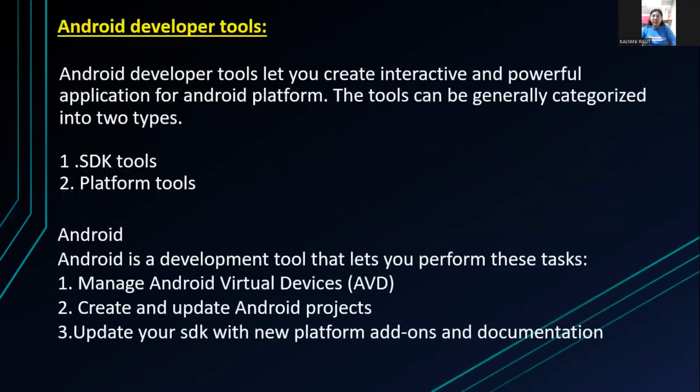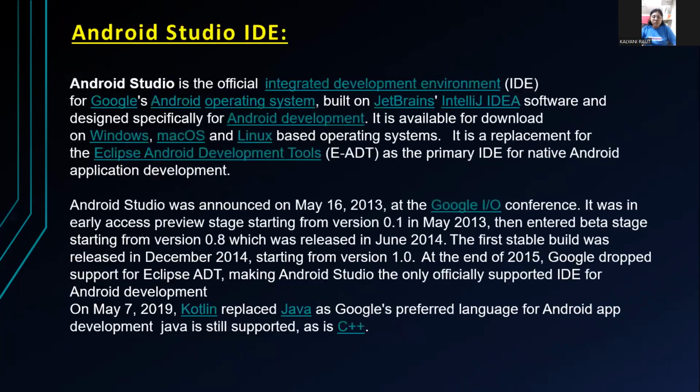So, Android developer tools. Android developer tools let you create interactive and powerful applications. The tools can be categorized into two types. First is SDK tools, and second is platform tools. The SDK is a development tool that lets you perform tasks like managing Android virtual devices and updating Android projects. We can use the SDK with new platform and add-ons documentation.